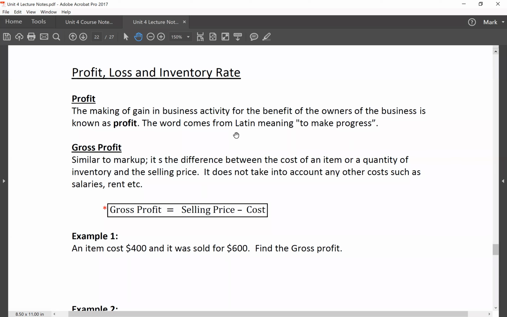Today, we're going to look at three new things, actually. Three new equations, which might sound scary, but it's quite easy. We're going to look at profit, loss, and inventory rate. Now, one thing to remember here is that all of these formulas I'm showing you, because I am going to show you three formulas today, and we learned like four formulas yesterday.